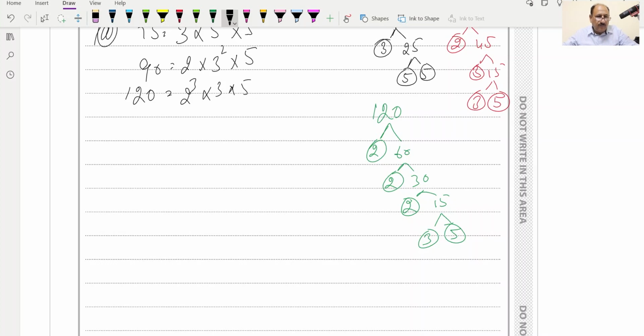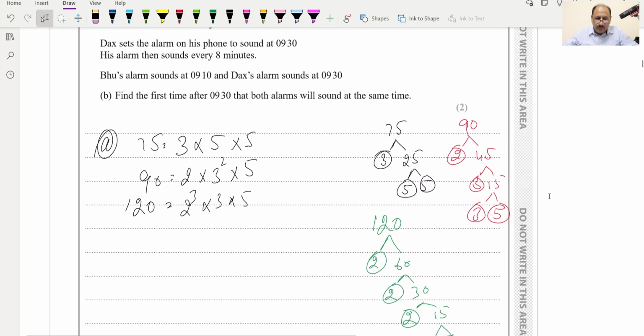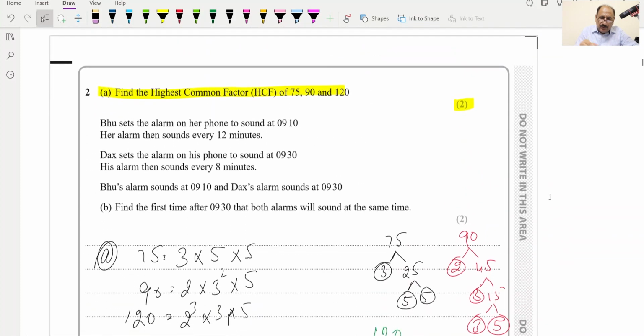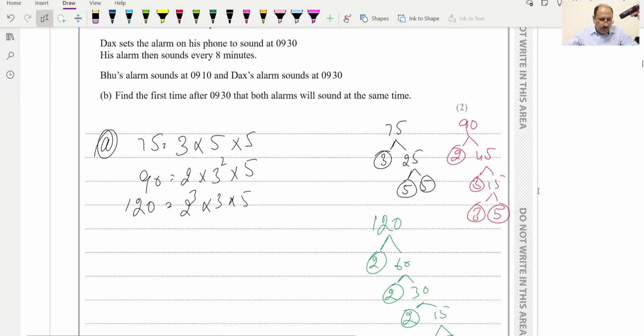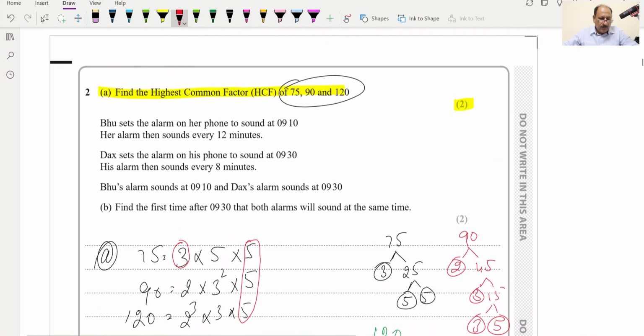So what we have done, we have written all the prime factors of these three numbers which they have provided us, and now we can write the HCF. How we are writing it, we are taking what is common in all. So 3 is common in all, the minimum common, so this will be 3. And 5 is also common in all, so we multiply by 5, so it will be equal to 15. 3 into 5 is 15. This is the HCF which we have calculated. Now B part.